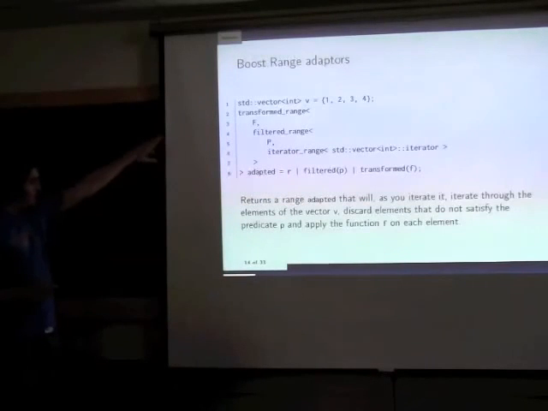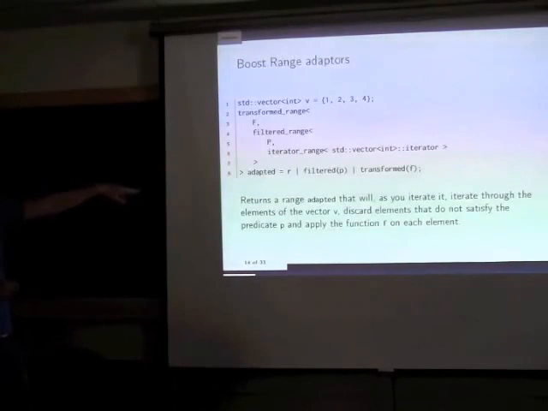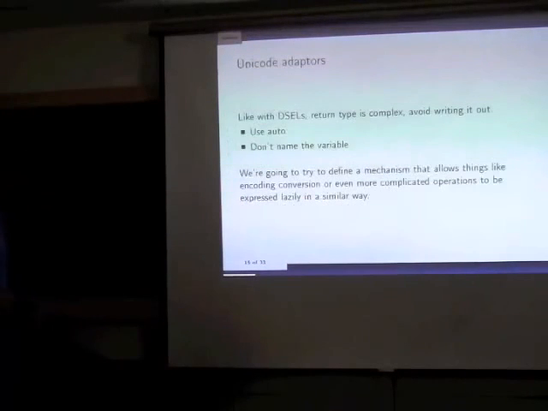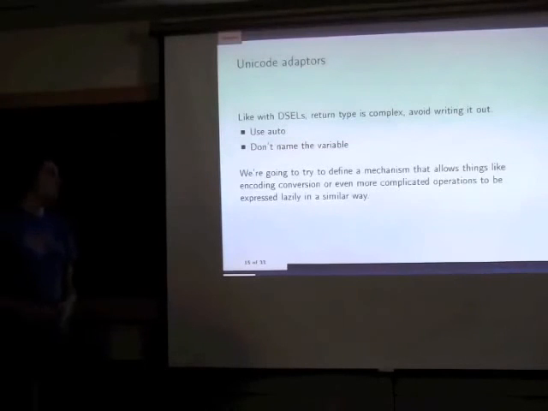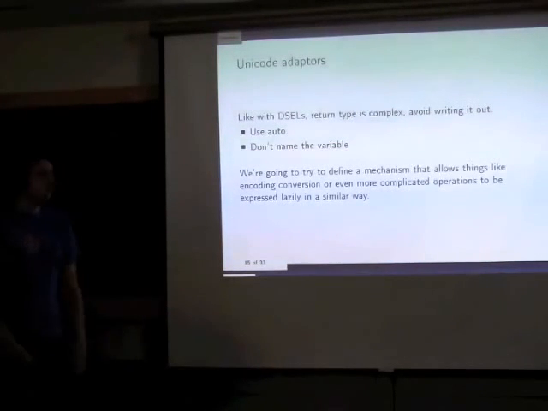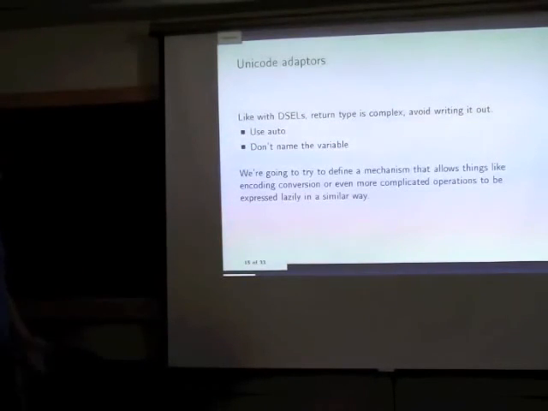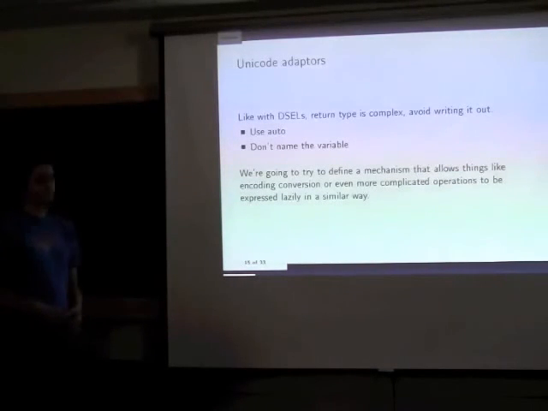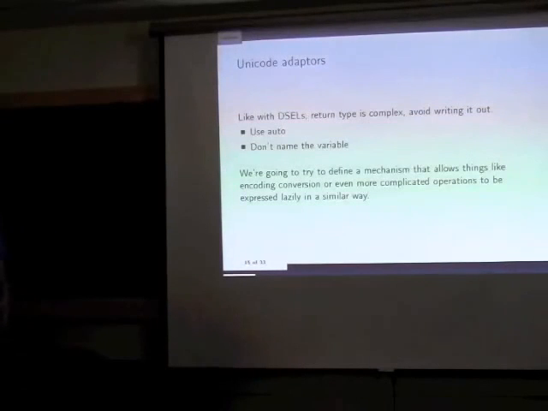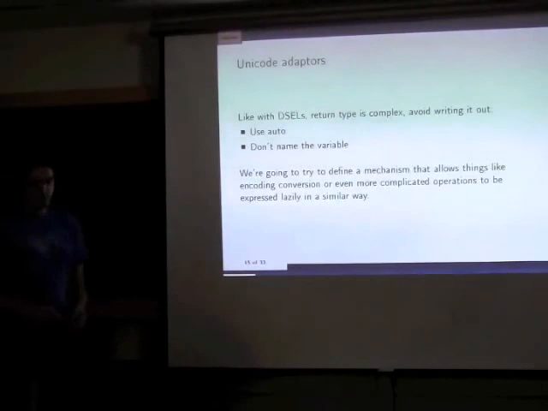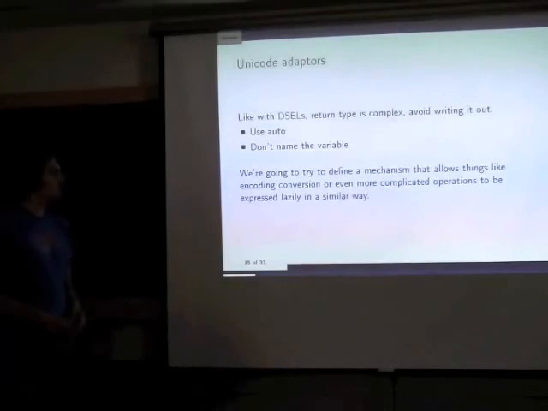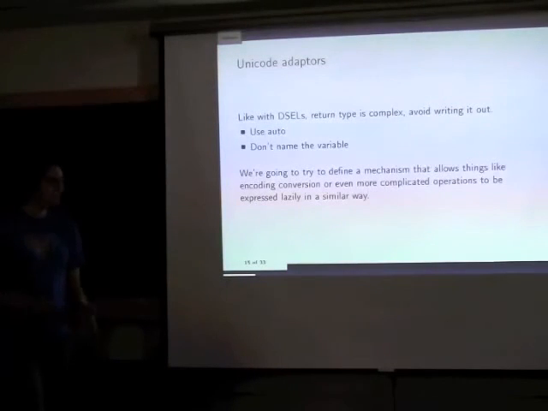Of course, you can see that the type of the range is quite complicated, so probably you don't want to write it. It's the same thing as when you use Proto or DSLs: you have a long expression that's quite complicated. So I recommend that you don't write it out. Use auto if you can, or don't make the variable, keep it temporary. So as I said, we're going to define a mechanism for doing transformation for Unicode, for example UTF-8 to UTF-32 conversion. That can be done lazily in this way as well.